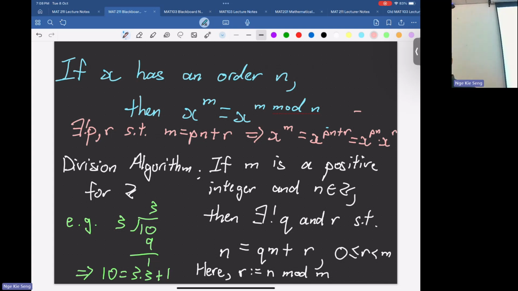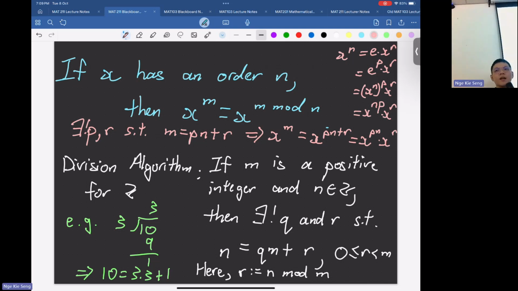Okay, so this is really just, if you want to do it commutatively, you also can. Really, this is just x^n, p times, which is identity to the power p, times x^r. Then that's just identity times x^r. I simply write everything out. So these are r, and we define this r to be m mod n.